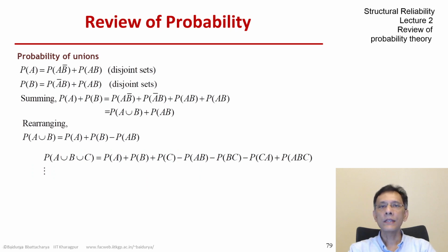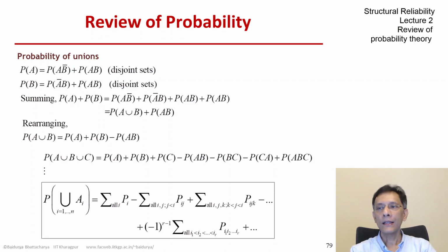Now this can be easily extended to the union of three events A, B and C, and you can see a pattern emerging: I first add all the first order probabilities, then I subtract the second order joint probabilities, and then I add the third order probability, and so on. So that gives me, in the case of the union of n events, the inclusion exclusion formula. So I go through all orders of joint probabilities until I complete them.